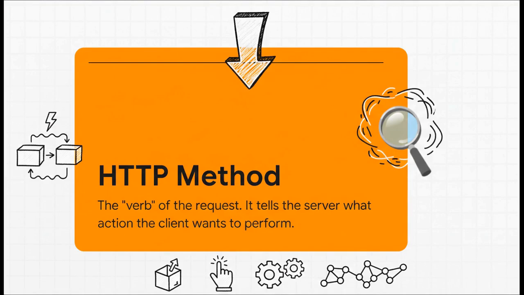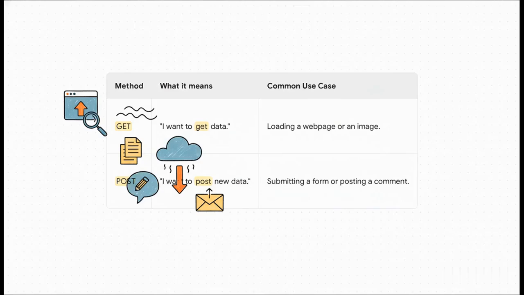The easiest way to think about this, a method is the verb of the request. It's literally the action word. It tells the server, hey, here's what I want you to do. Now, there are a few methods, but the two you're going to run into constantly are GET and POST.